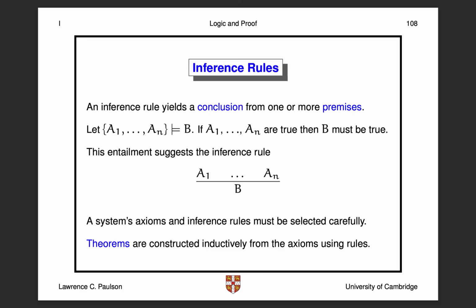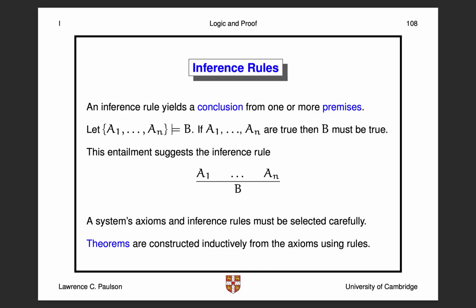That is, we know that whenever A1 up to AN are true, in any interpretation making them all true, that same interpretation makes B true. It then follows that if A1 up to AN are valid, meaning true in all interpretations, then B will also be valid and true in all interpretations. And therefore, we could make an inference rule based on A1 up to AN deducing B.